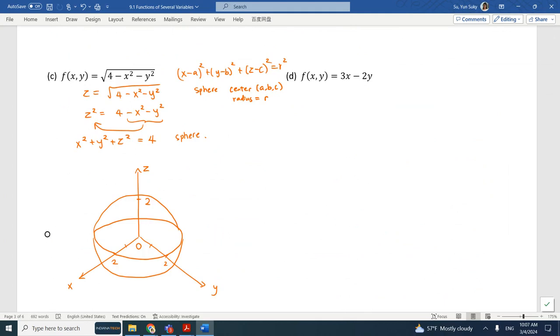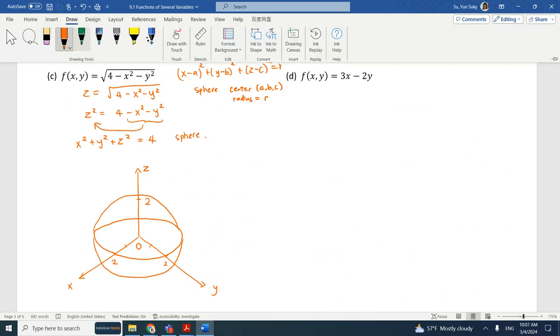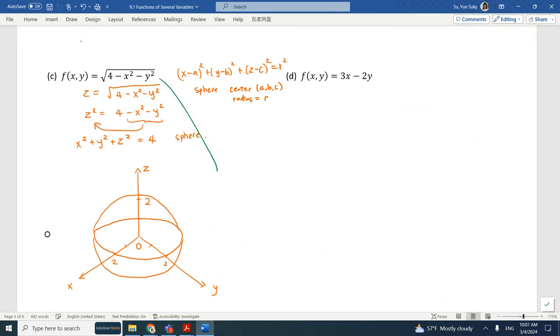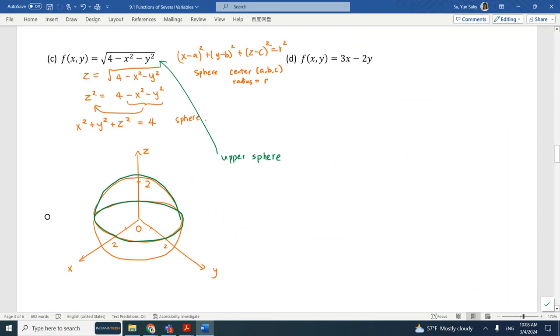Our function is the positive square root. Okay, the positive square root corresponds to the upper sphere. So not the entire sphere, but just the upper one. Is that okay, everybody? If I put a negative square root, then it would be the bottom half, right? Okay. So this is part C.